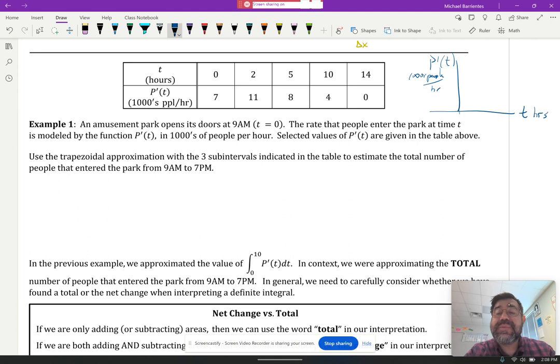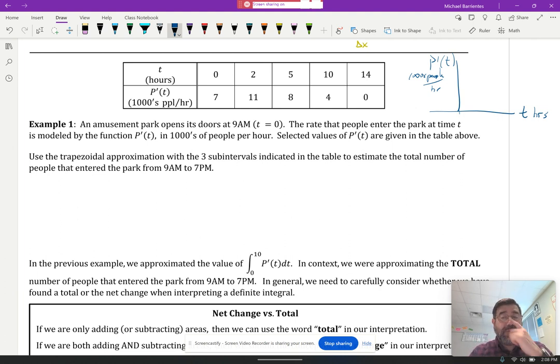That thousands of people is important. So when we find the area, we're going to multiply this times this, because that's how we find area, right? Length times width, or in this case, finding the area, two-dimensional space. So we're going to multiply people times hours, which is going to give us thousands of people.